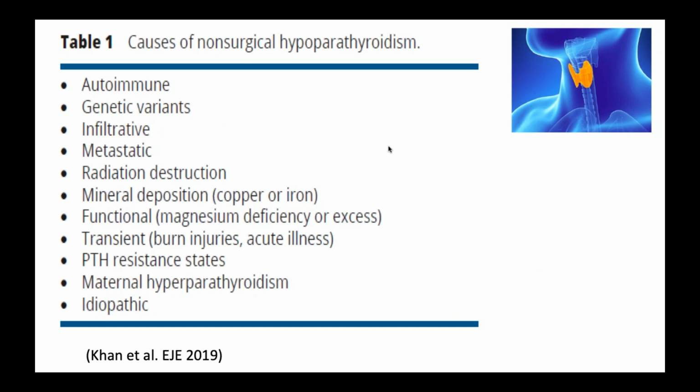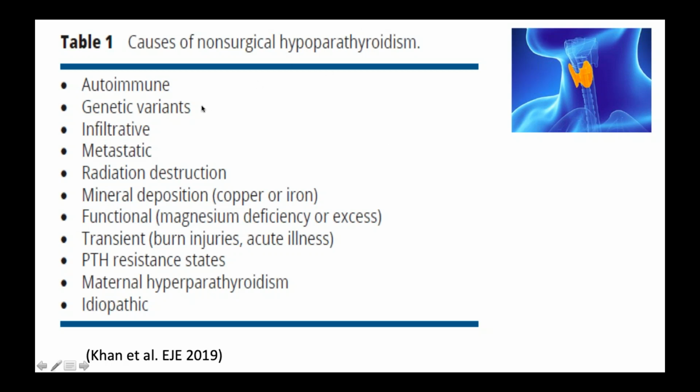There are many causes of non-surgical hypoparathyroidism. Autoimmune is the most common non-surgical cause of hypoparathyroidism. It can occur alone or as an aspect of autoimmune polyendocrine syndrome 1 in association with mutations in the AIRE gene. This is associated with autoantibodies and lymphocytic infiltration of the involved organs.